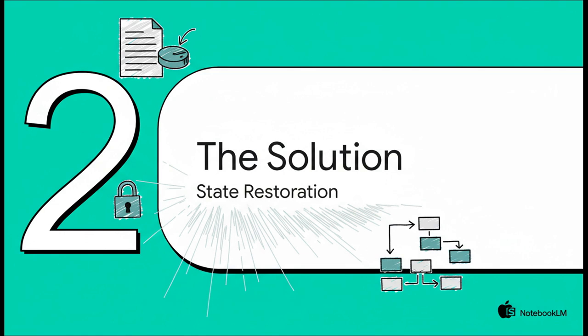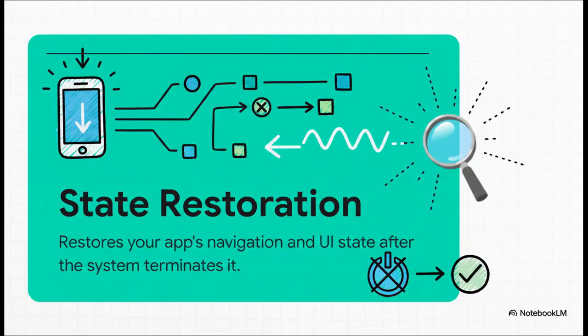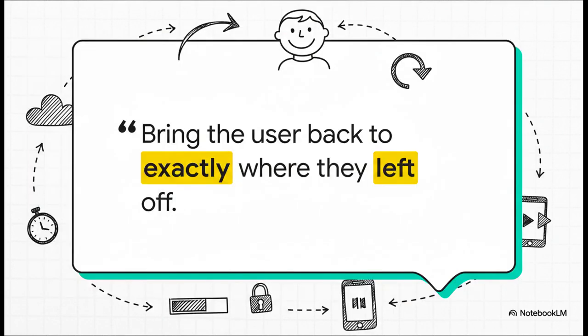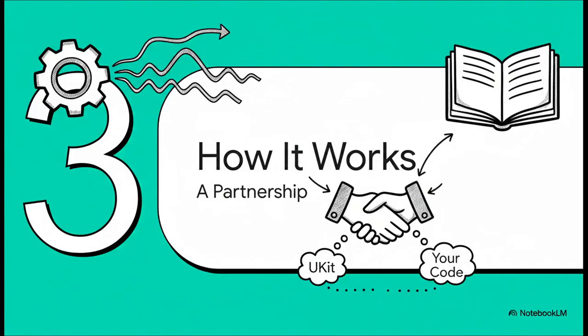Apple gives us this incredible solution baked right into UIKit, and it's called state restoration. So what is this thing? Well, to put it simply, state restoration is an iOS feature that gives your app a kind of memory. It lets it remember its navigation, its UI state, even after it's been completely shut down by the system. And that's really the whole point. It's all about the user. The goal here is to bring them back to exactly where they were, making the whole thing feel seamless, like nothing ever went wrong.